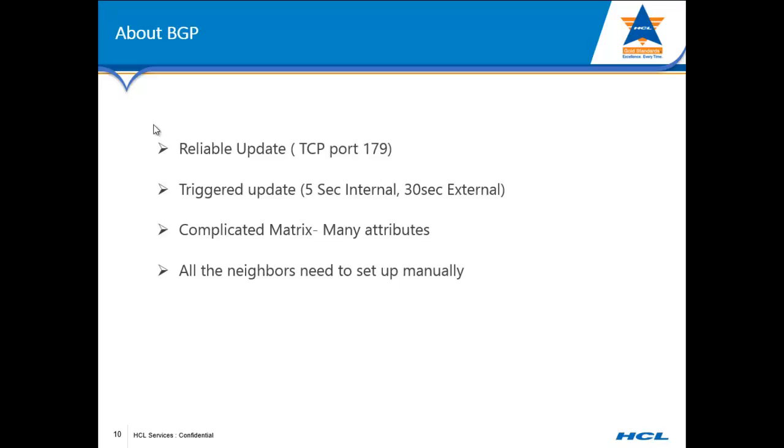It has a complicated metric calculation. Till now, we all know that EIGRP has a complex metric calculation. Now that credit goes to BGP, which has a complicated metric and many attributes. There are 13 attributes, 13 factors to find the best way. And neighbor relationships will not form automatically; you have to go and manually configure the neighbor relationship.